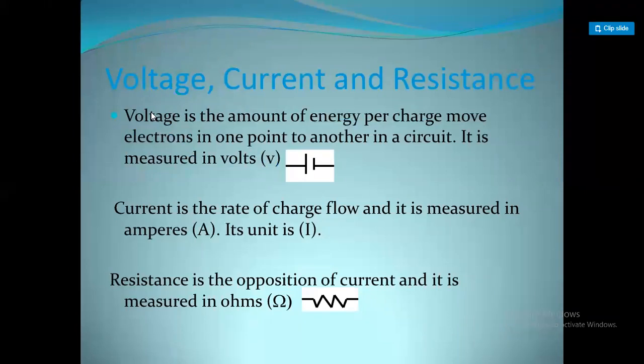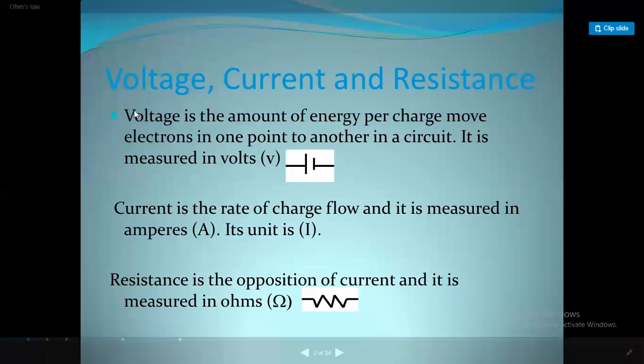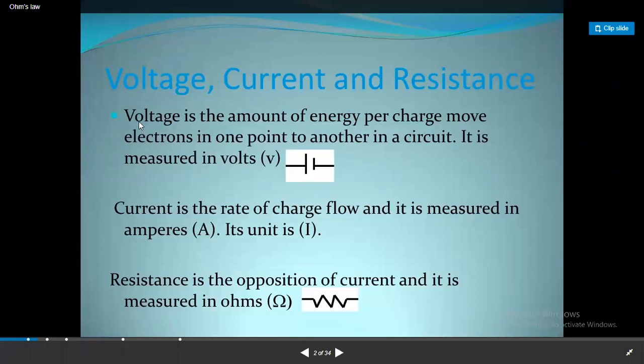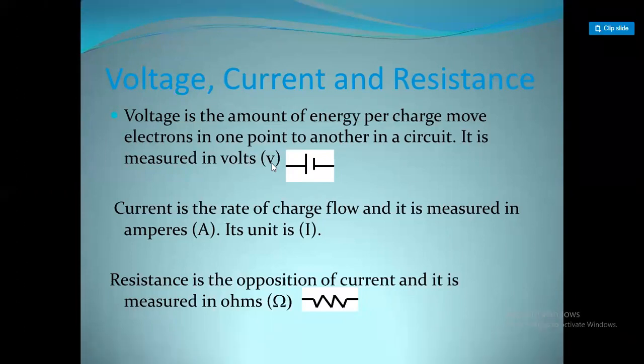voltage, current, and resistance. As I mentioned in the previous lesson, voltage is the amount of energy per charge to move electrons from one point to another in a circuit. It is measured in volts. For example, voltage is the amount of pressure given for a unit charge. So in this case, simply we can say voltage is a push, that is correct.